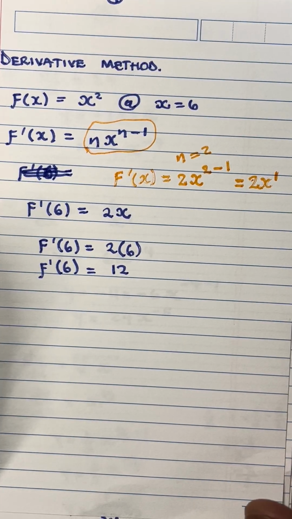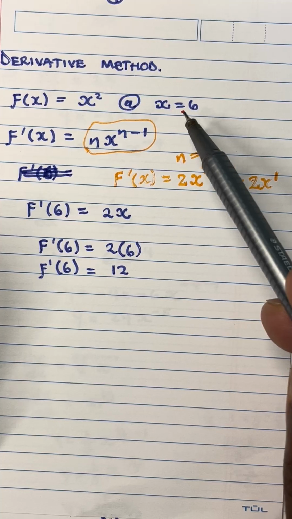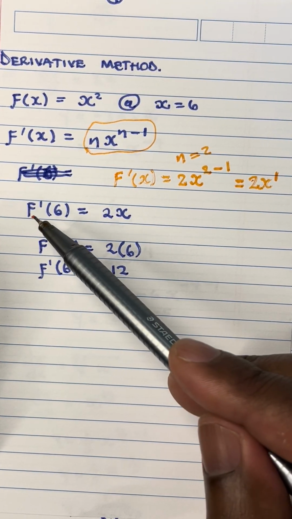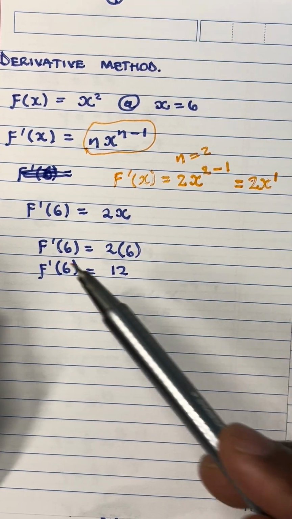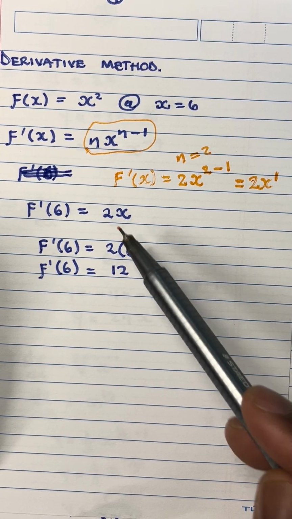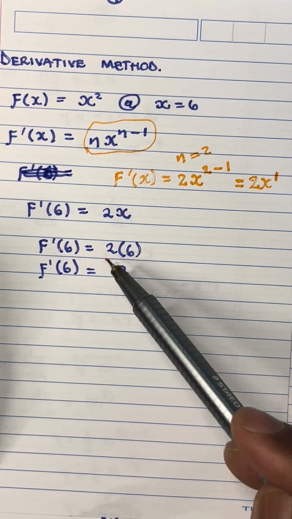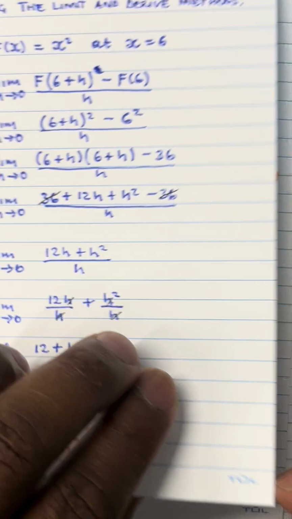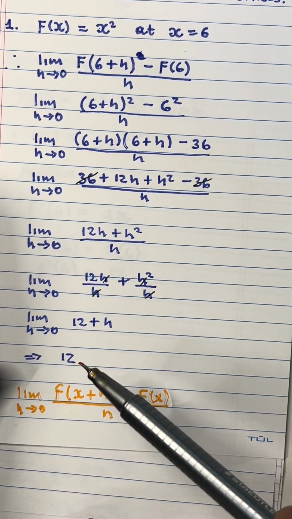Now going ahead, because we are going to solve it at x equals 6, that is why I wrote f prime of 6 equals 2x. So what you do, you take that 6 and you put it instead of the x. Where the x is supposed to be, you put the 6 over there. Then you do the math. 2 times 6 equals 12. That is the same answer as we got over here using the limit theorem.